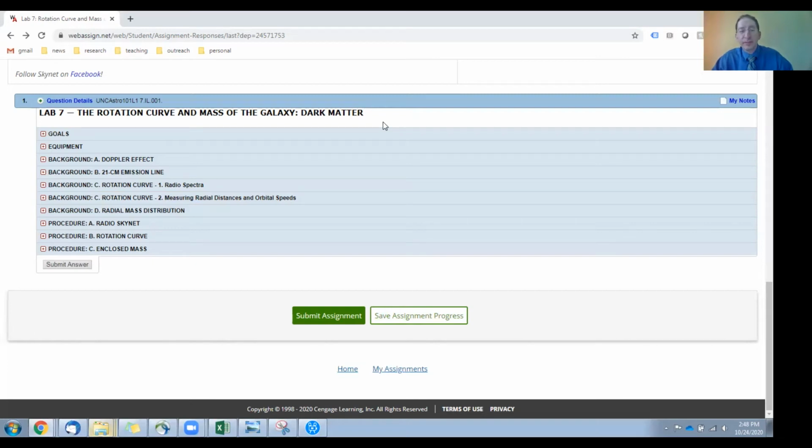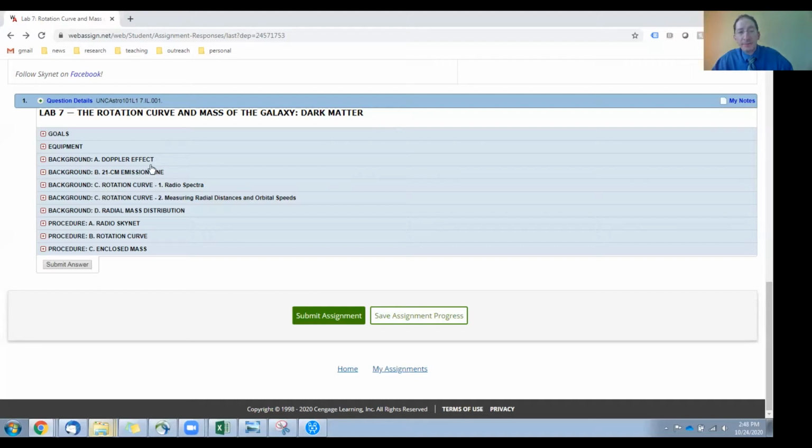All right, in this video, I'm going to overview the background sections of Lab 7. Now, this lab is a little background heavy, but once we get through the background sections, the procedure is relatively straightforward. There are 4 background sections.